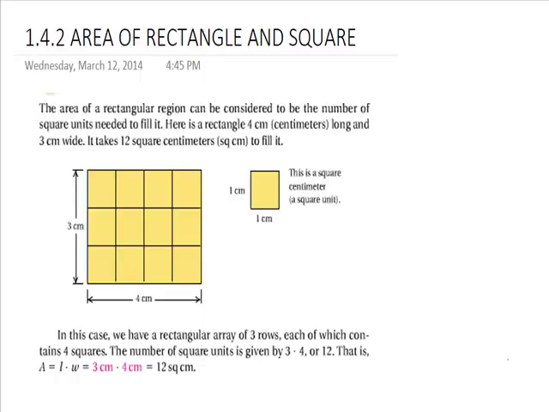In the previous lesson, we talked about multiplying whole numbers, and now we're going to look at an application of multiplying whole numbers, and that application is the area of a rectangular region. If we read through this, it says the area of a rectangular region can be considered to be the number of square units needed to fill it.